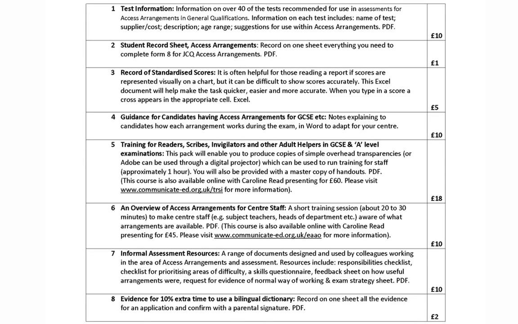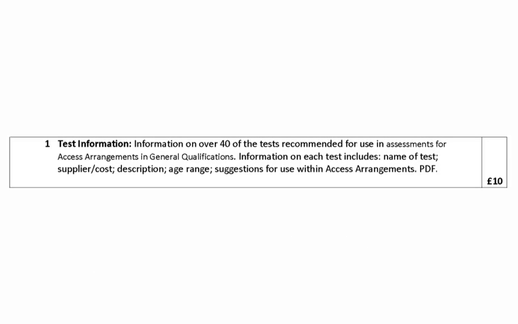So the first resource is our test information document. This document gives information on over 40 tests recommended for use in access arrangements assessments. Information about each test includes the name of the test, the supplier, the cost, a description of the test and the age range that it covers, and suggestions on how to use the tests for access arrangements assessments. This comes as a PDF. On the screen you can see a sample of one of the sheets in this document.